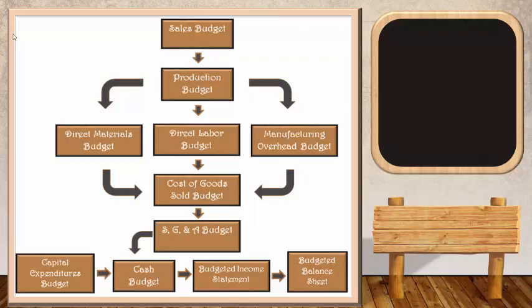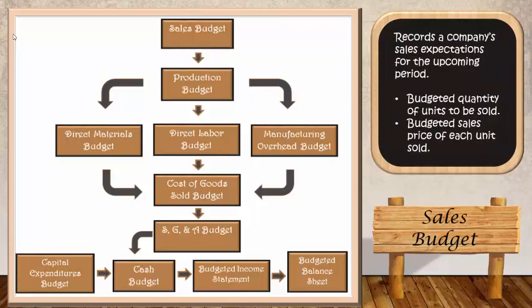The first budget that you always prepare is the sales budget. And the sales budget records a company's sales expectations for the upcoming period. So we're going to figure out how many units we plan to sell and at what price we plan to sell each of those units for. Therefore, we can predict our revenues for the period.